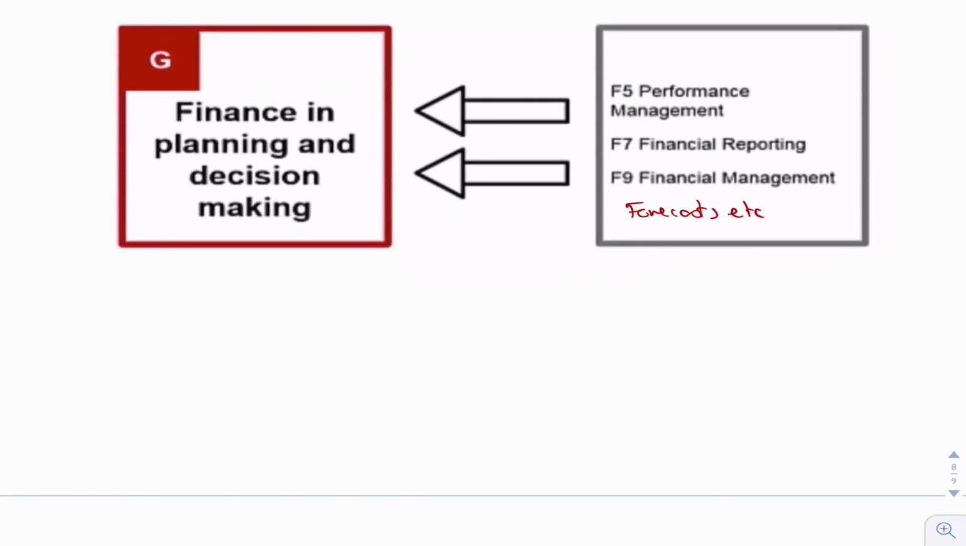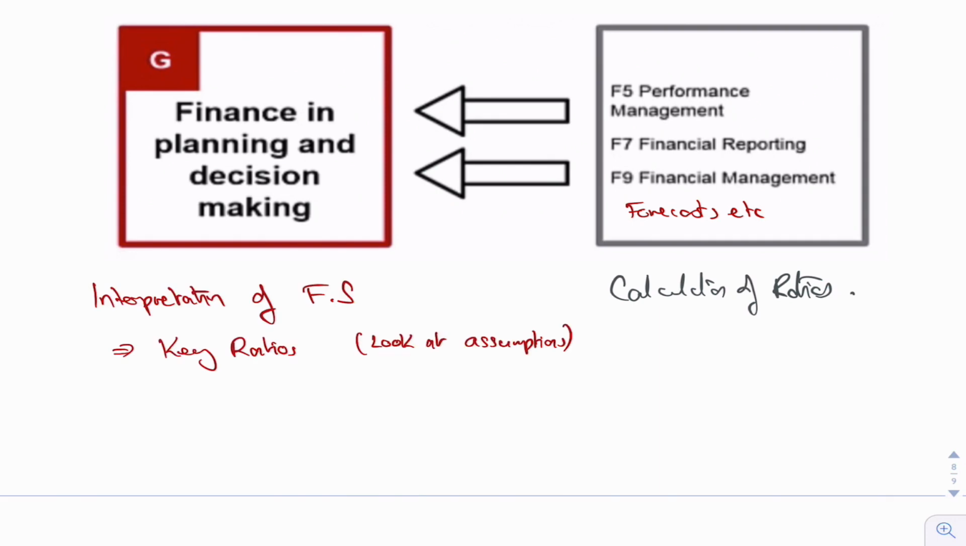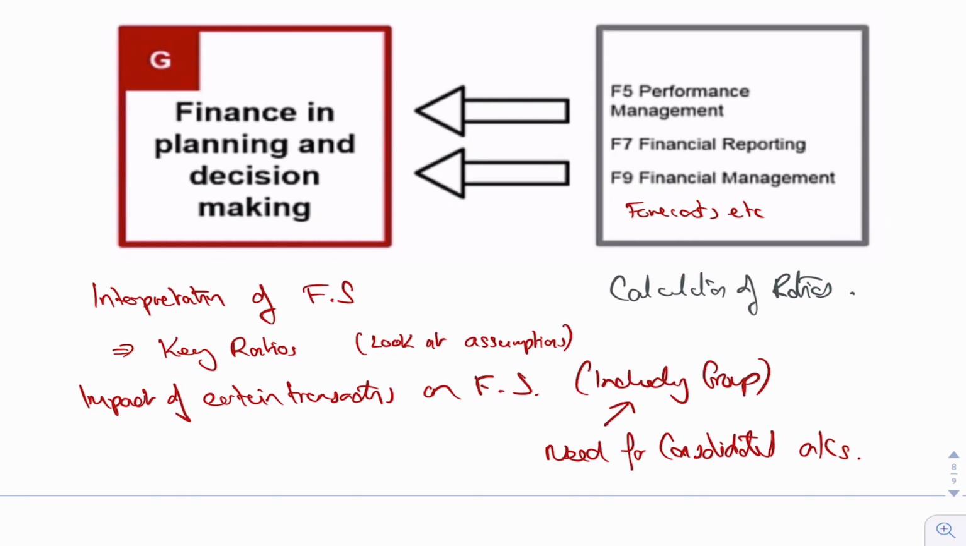And then finally, finance, planning, decision making, forecasts, etc. Basically, what you need to know is not how you calculate ratios necessarily, but you should know that anyway, but how to interpret financial statements, okay? And that will need ratios. So you might be given the ratios, you might be asked to calculate them, but probably not. Probably going to be given the ratios, but you look at the assumptions behind the numbers that have created the ratios. You need to know the impact of certain transactions on the accounts. But it's a very high level, like, we've just become a group, so we need consolidated accounts. It's very, very high level.